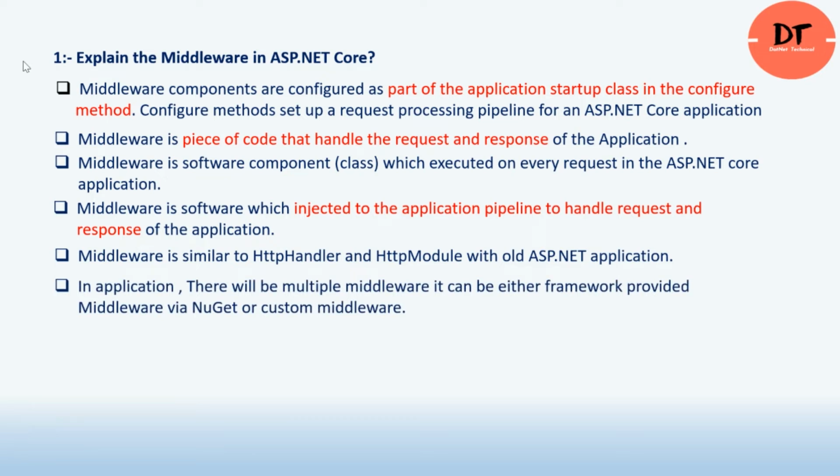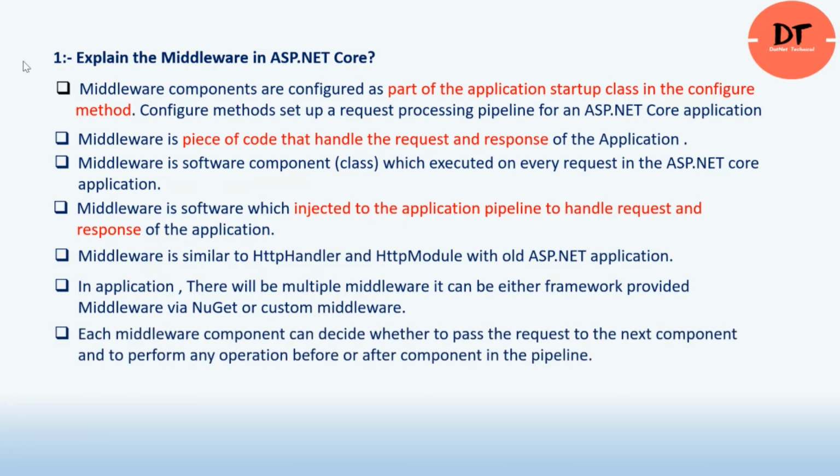In an application, there will be multiple middleware. It can be either framework-provided middleware via NuGet or custom middleware. Each middleware component can decide whether to pass the request to the next component and to perform any operation before or after the next component in the pipeline. Middleware is available in the Configure method in the Startup class.